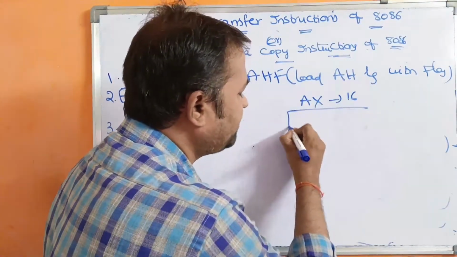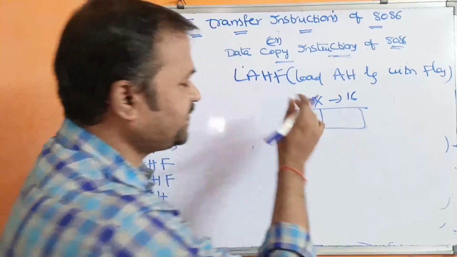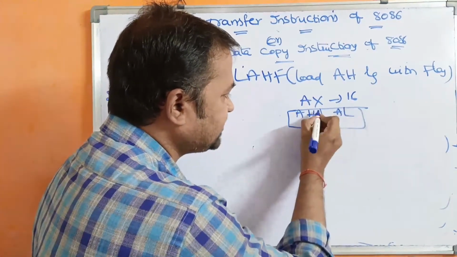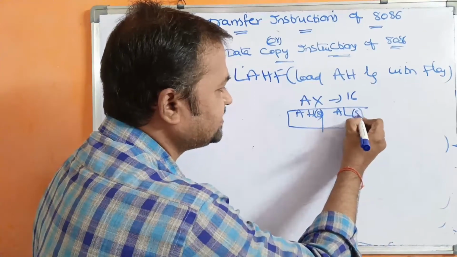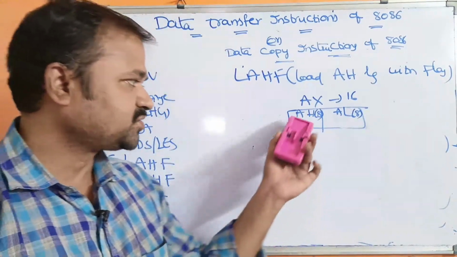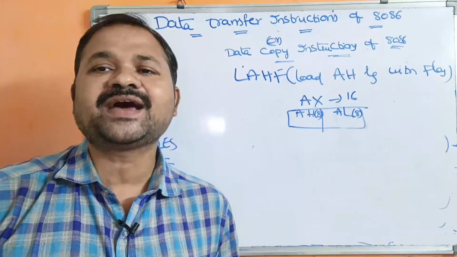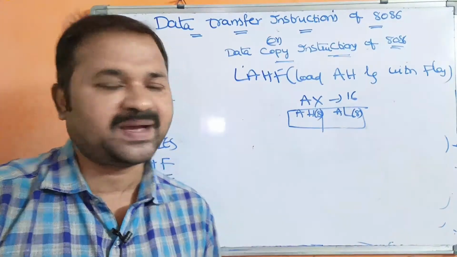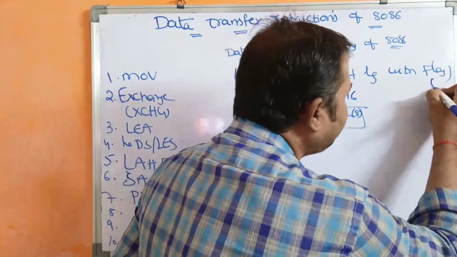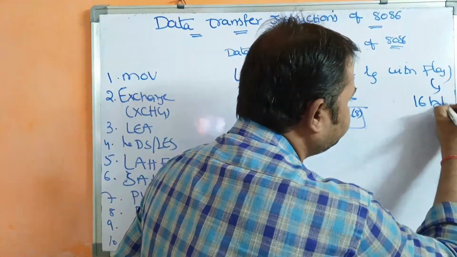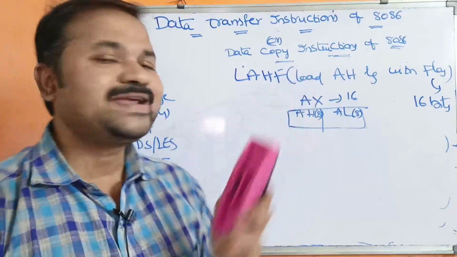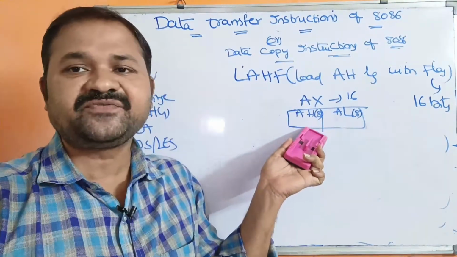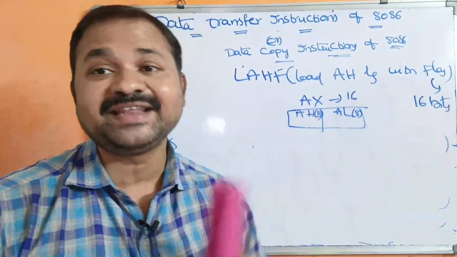AX is made up of two registers, AH and AL. The size of AH is 8 bits, and the size of AL is 8 bits. AH stands for accumulator higher order byte, whereas AL stands for accumulator lower order byte. Whereas the size of the flag register is 16 bits. LAHF means load AH register with the content of the flag register.